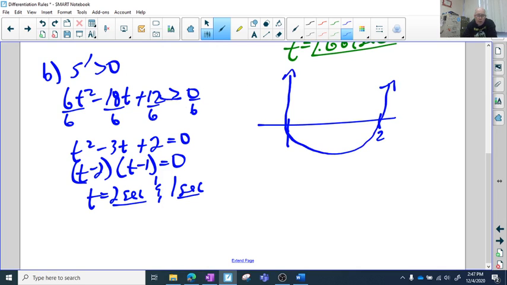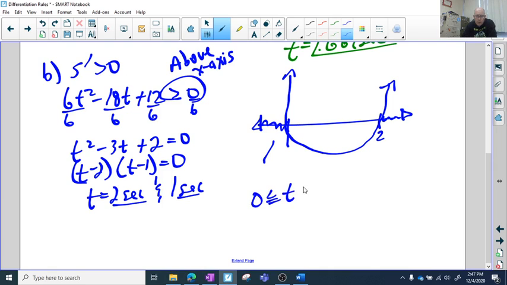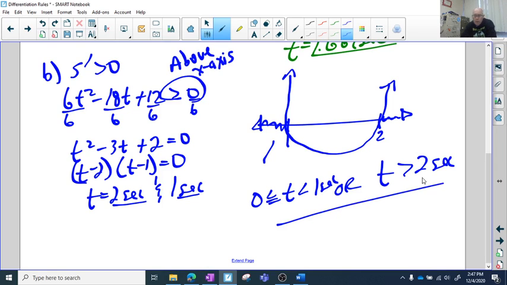I'm looking for where that quadratic is greater than 0, which visually means above the x-axis. Right, these are your velocities on here. So it would be anything over here, or any number you pick over here, you would hit the graph up in the positive part. Remember, we can't have negative time. So 0 is less than or equal to t is less than 1, or if the time is greater than 2 seconds, you would be moving in a positive direction. Negative would be this loop on the bottom. 1 is less than t is less than 2.